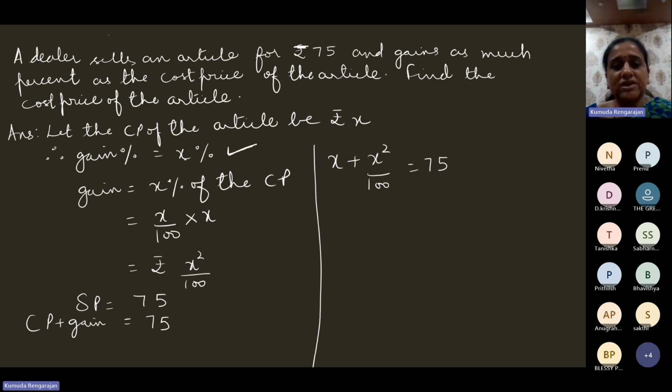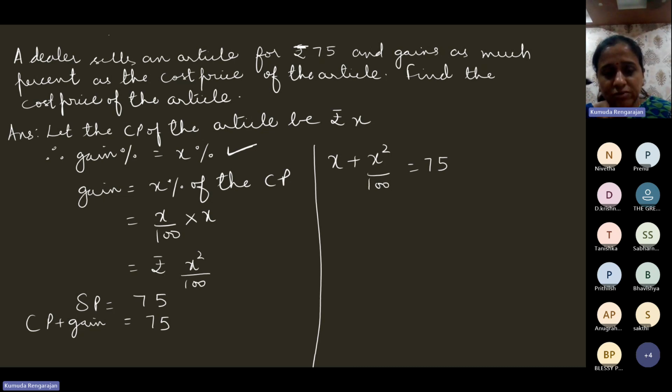As a percentage, gain is X percent. What is gain in rupees? For that, you should work like this. Gain is equal to X percent of the CP. Gain, that is the profit or loss, that percentage is always applied on the cost price, not the selling price. Profit percentage and loss percentage are always calculated on the cost price, not the selling price. So the gain or the profit in rupees is X percent of the CP.